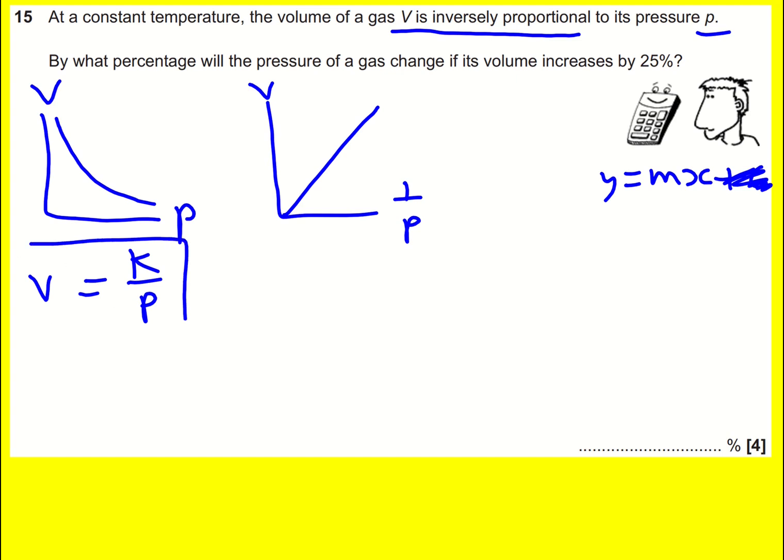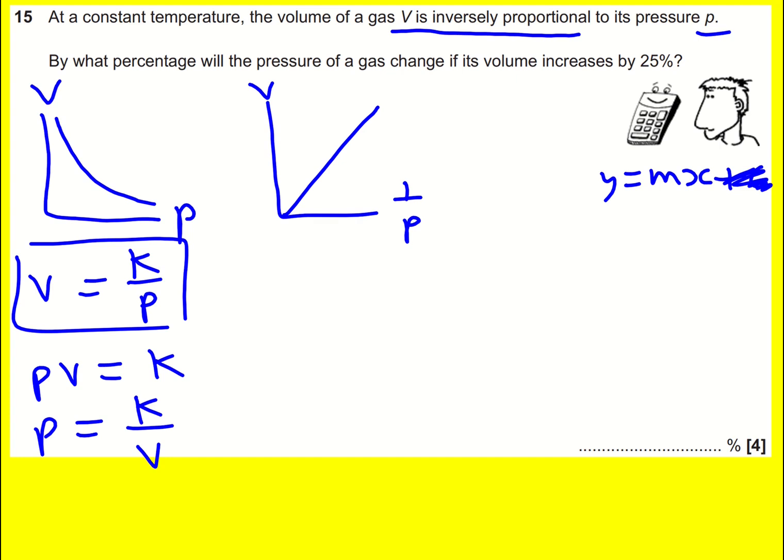To summarize, when you see V is inversely proportional to the pressure, this is the sort of equation that you need to write down. And we can write it down the other way. We can multiply. It also means that PV, pressure times volume, is a constant, or pressure is equal to k divided by V. These are three ways of writing the same equation. Okay, on to the question then.